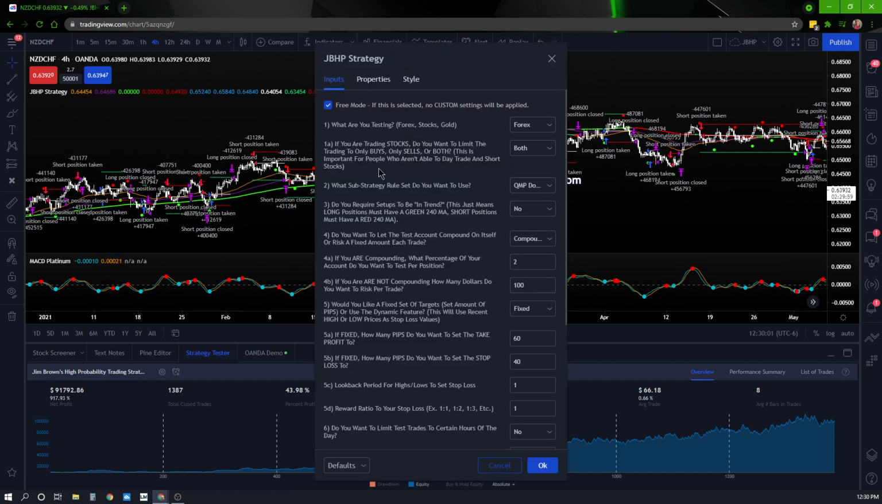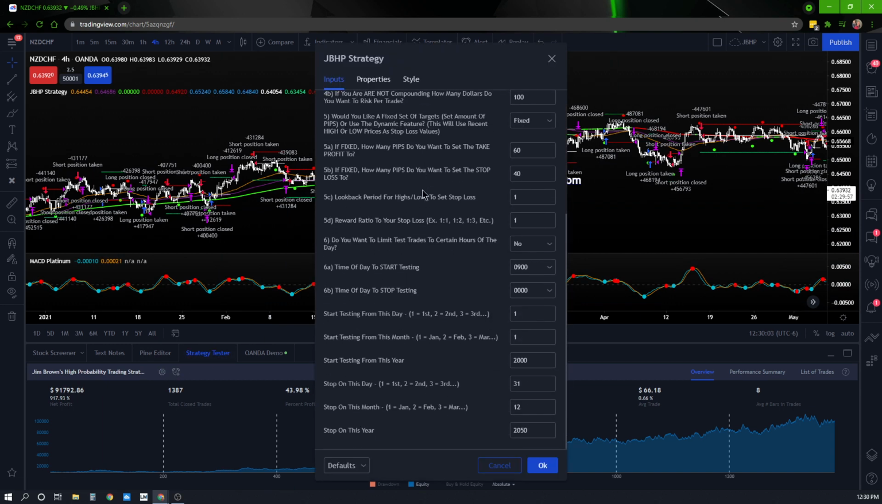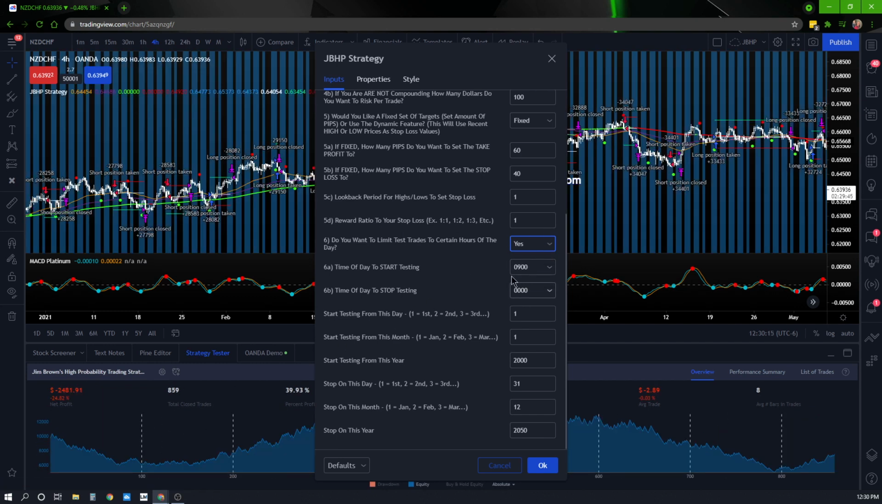So let's open up our strategy tester again, and our limitation is going to be here under number 6. Do we want to limit the test trades to certain hours of the day? We're going to say yes. Now as we change these inputs, you're going to see the strategy tester data down here changing. And as we go through and give it specific time frames, there's going to be background colors placed on the chart to show you that that's the time frame that you're okay to trade, or that the system will trade.